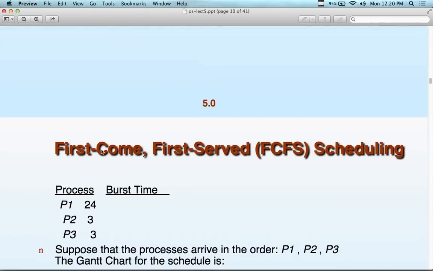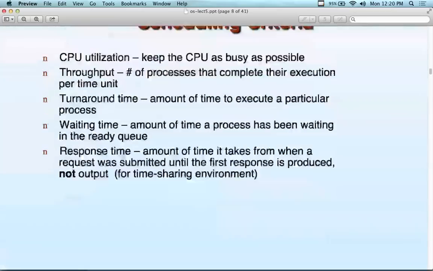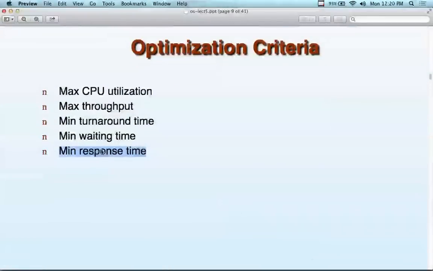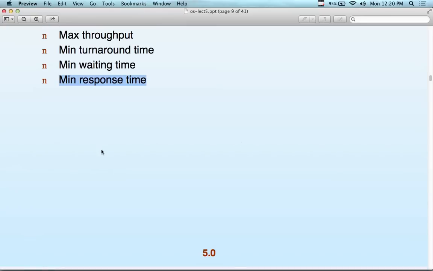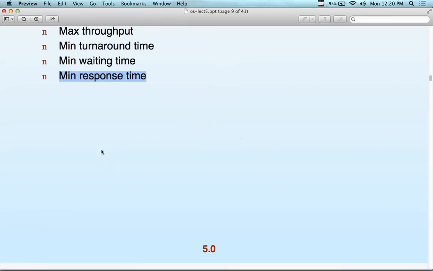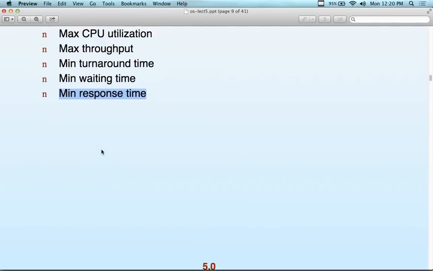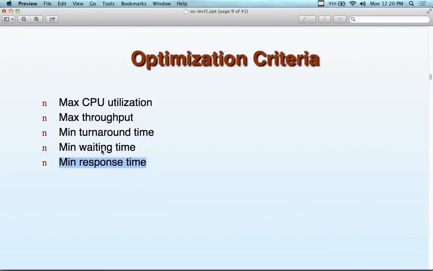So we have a bunch of scheduling algorithms that we can go through. I can start the algorithms today, or I can start them next time. I'll give it to you. What did you say? Okay, a show of hands. Actually, I don't even have to show hands.